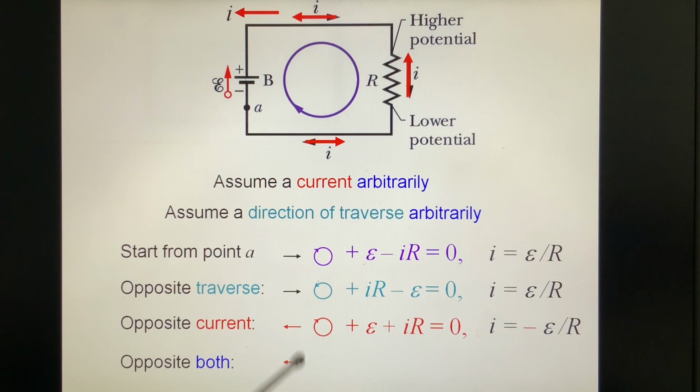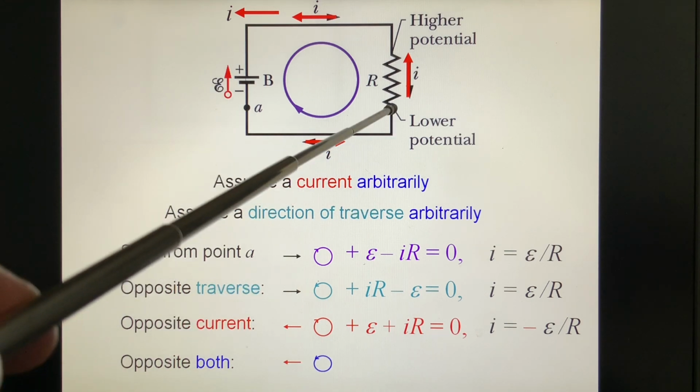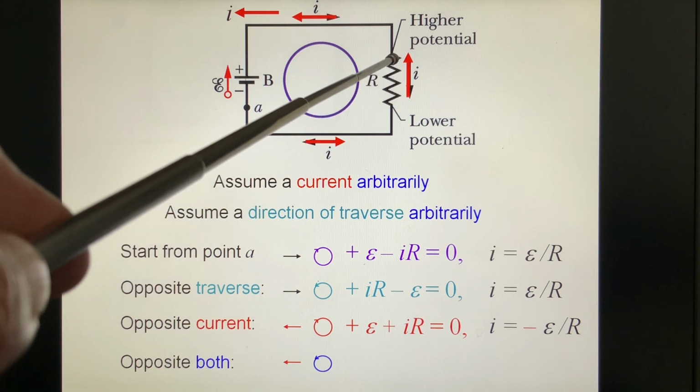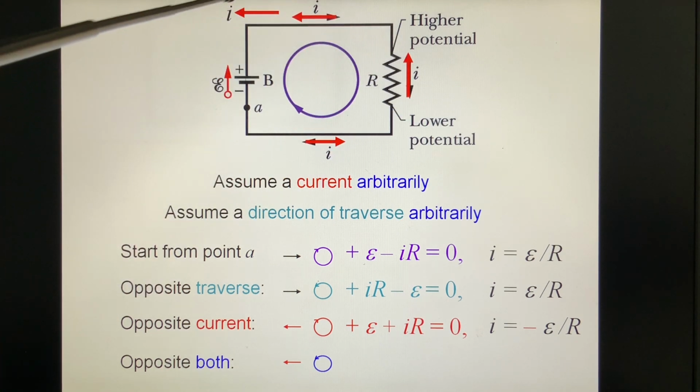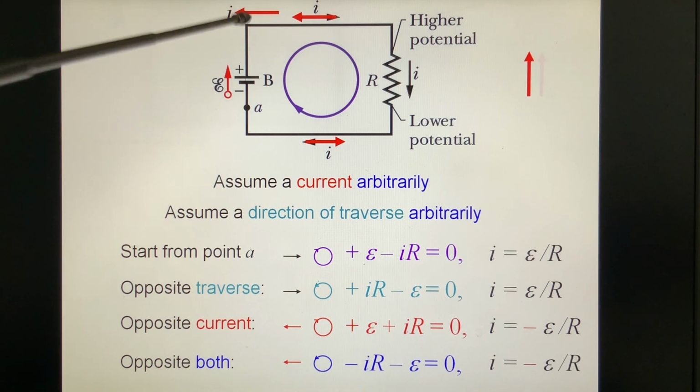Now, under this assumption of current, we do another traversal. We go counterclockwise, starting from A, and go this way. This should be minus IR. This should be minus epsilon. We get I equals epsilon over R. Under this assumption, we get the same thing.